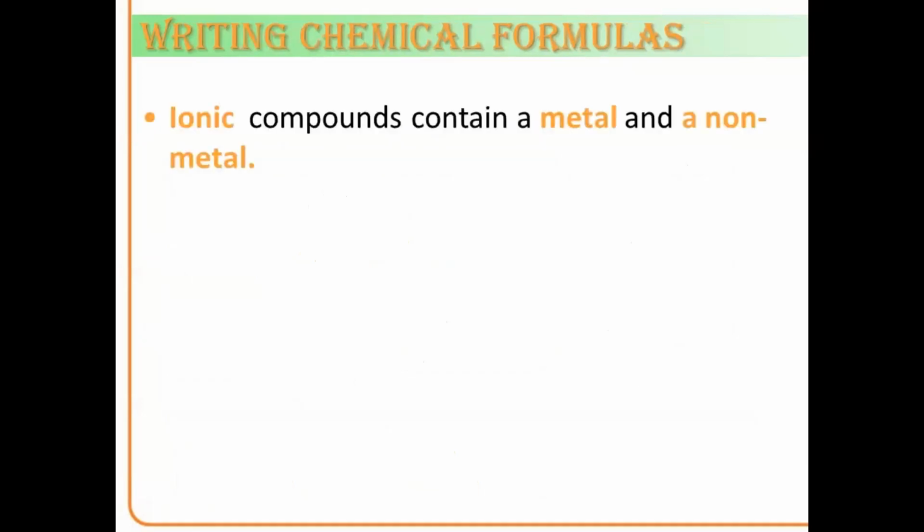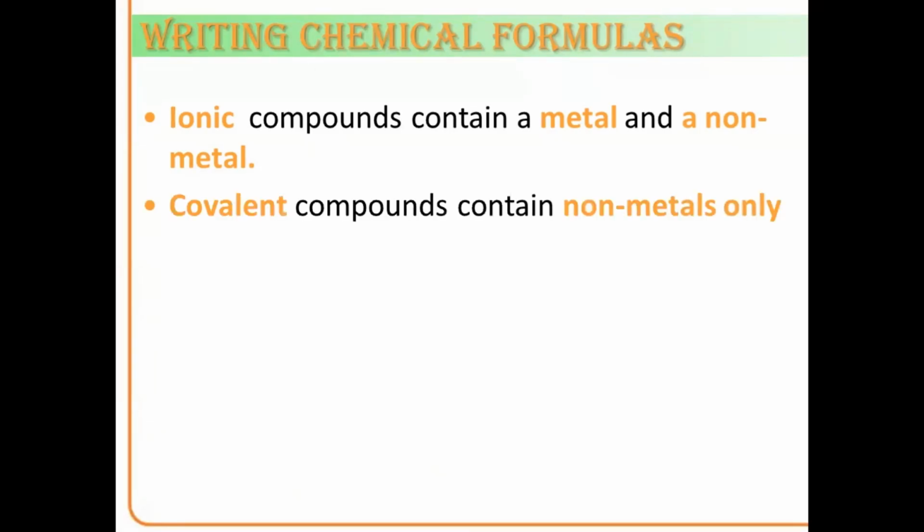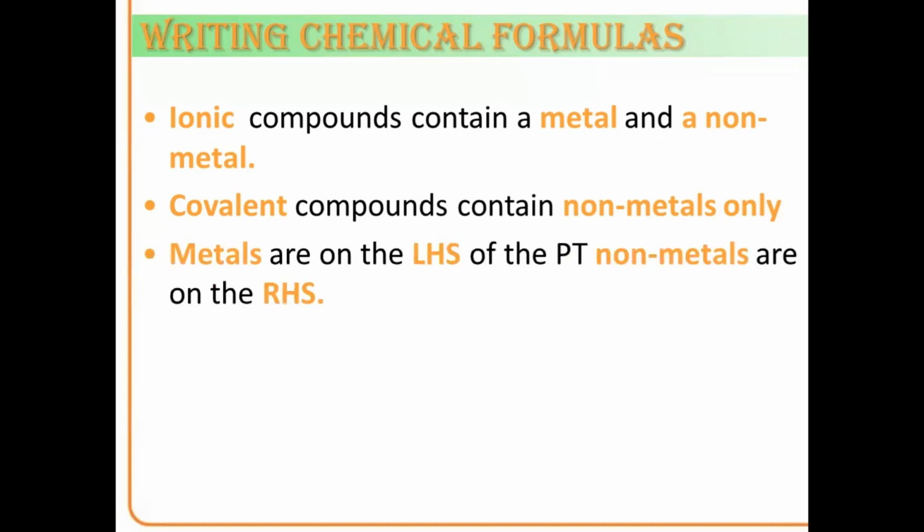Now, when we go to writing formulas for ionic compounds, we have to recognize that the compound we are dealing with is an ionic compound. An ionic compound contains a metal and a non-metal, while a covalent compound contains non-metals only. So as a rule of thumb, if you have a compound that does not contain a metal at all, then that substance is not an ionic compound. We use the periodic table to see if our element is a metal or a non-metal.